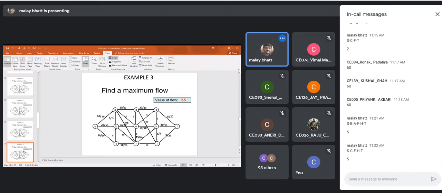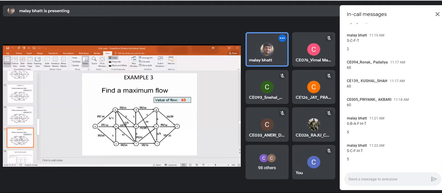S to C, C to F, F to H, and H to I, and I to T. That's how we'll get 55. And last, we have one more path. So this will give you a total value of 65. So the total value we are getting in this flow network is 65.